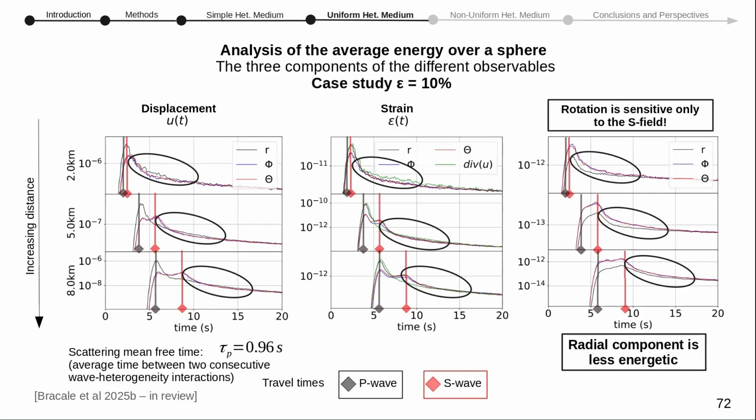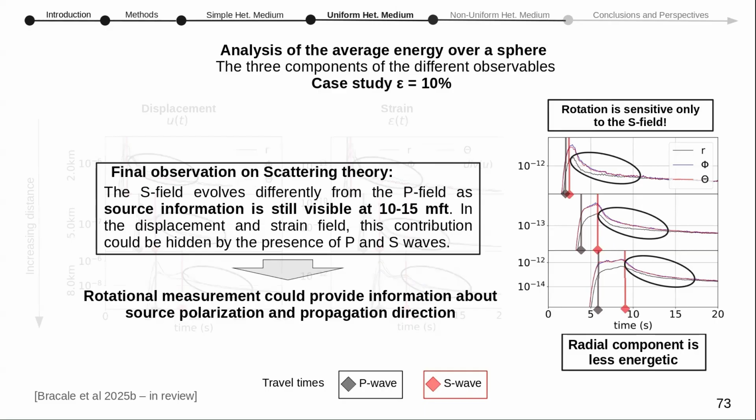It's important to highlight also that among all these observables, rotation is the only one which is sensitive only to the S field. So in conclusion of this study, we can say that the S field evolves differently from the P field, as source information seems still to be visible at 10 to 15 mean free times. In the displacement and strain fields, this contribution could be hidden because there we see both the P and S contributions. This also means that rotational measurements could be used to better constrain the source polarization and the propagation direction.